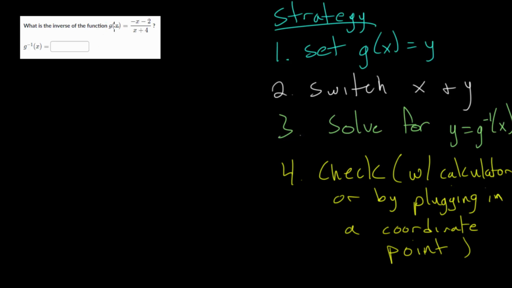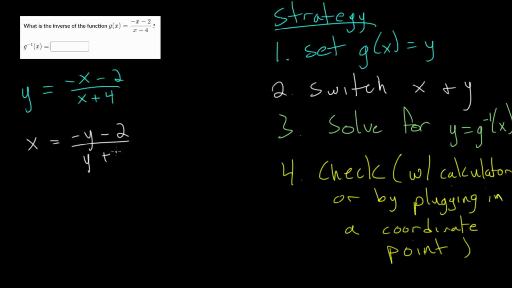We want to set our equation equal to y. So we have y is minus x minus 2 over x plus 4. And our second step, we're now going to switch x and y. So we have that x is minus y minus 2 over y plus 4. Now this step is the most labor intensive since we need to solve for y and it's in the denominator.